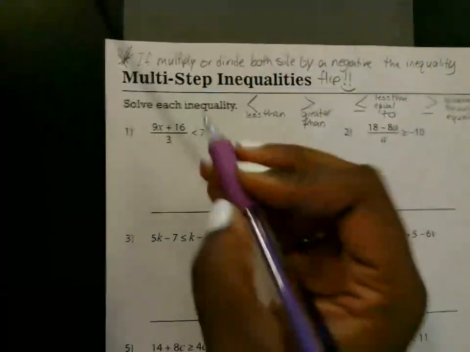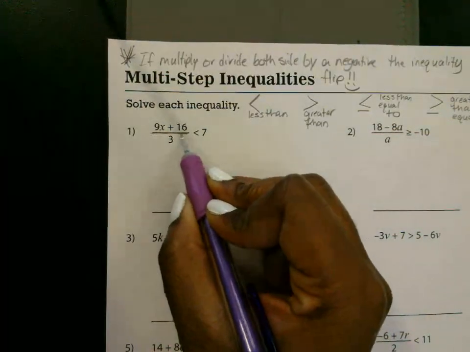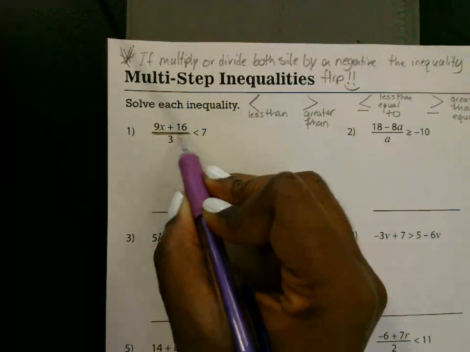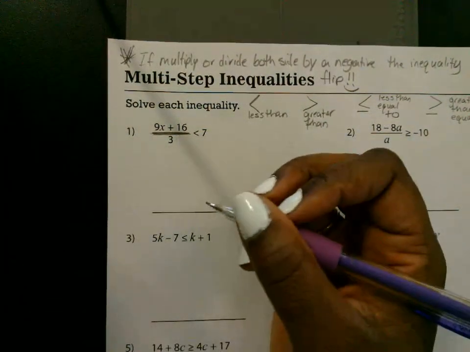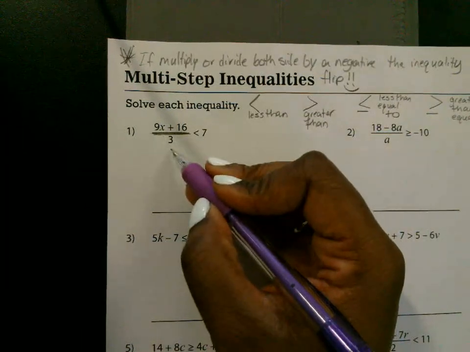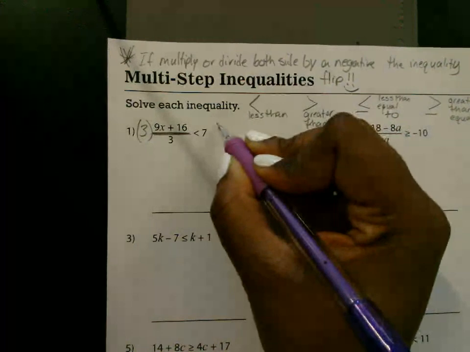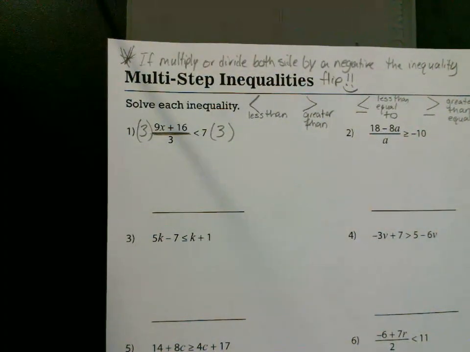This is a different kind of problem because before you can isolate the variable, you've got to get rid of this divided by 3. What is the inverse of division? So in order to get rid of this denominator, which is 3, you have to multiply both sides by the whole number 3. This problem is a little bit different from those that you've seen before.